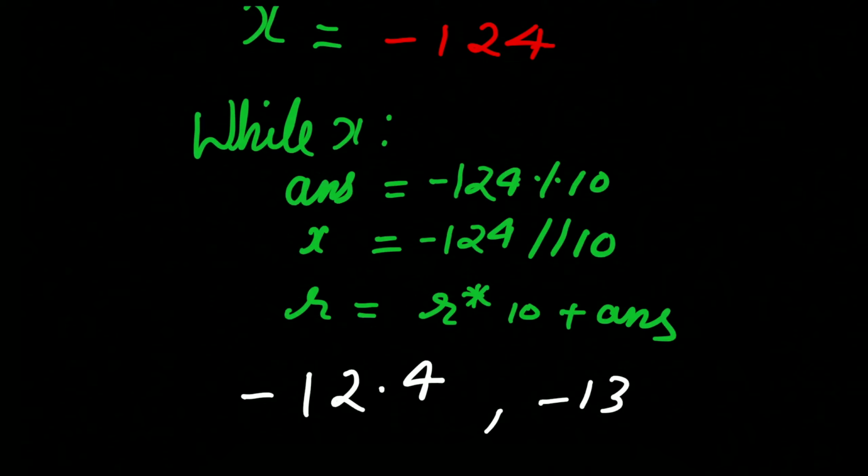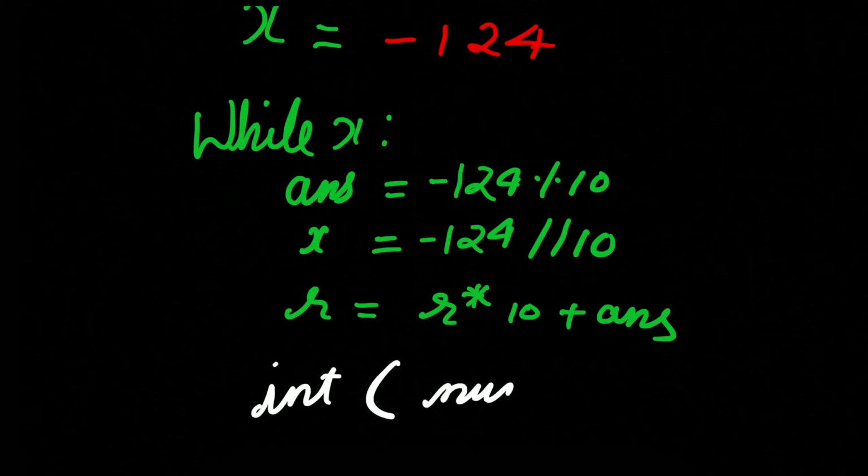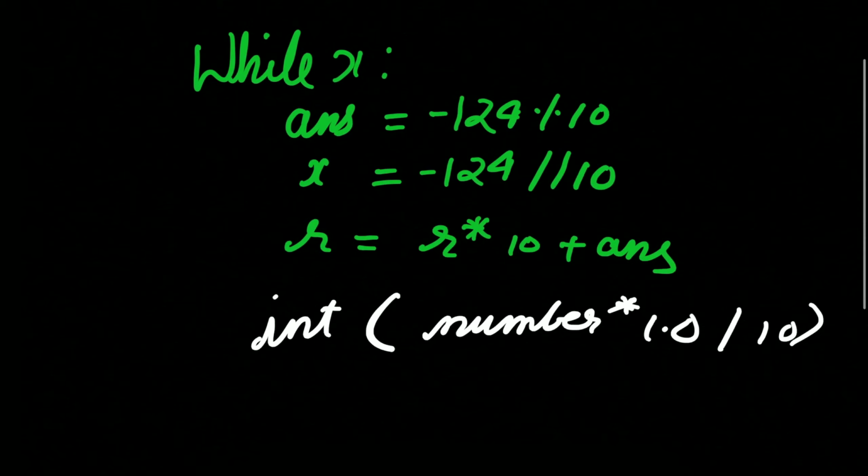So how do we stop all this from happening? I'll be explaining the floor division part first. So instead of doing floor division, we could do something like integer of number into 1.0 to make it a float, divided by 10. So you do like this. For minus 124, we'll get the answer as minus 12. Okay, so now this problem is solved.